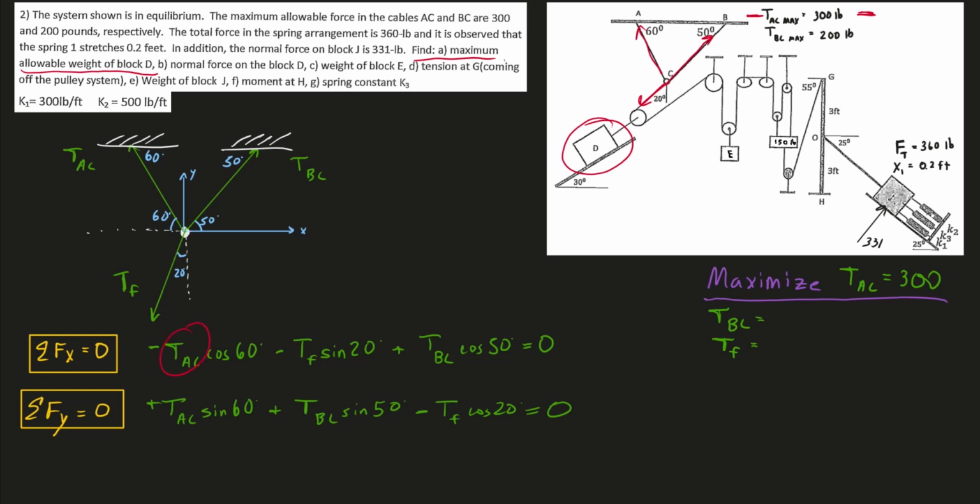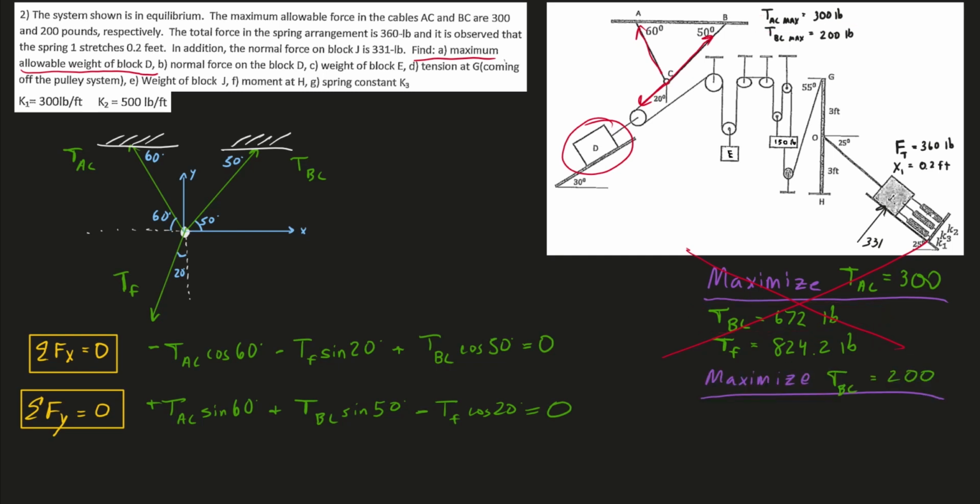So again, we'll plug in 300 right in for TAC. Let's assume that this is the lucky rope that gets to be operating at maximum. And we'll do that math, and we'll solve for TF and TBC. So if we do that math, I'll get 672 for TBC and 824.2 pounds for TF. So clearly this is not possible because TBC can only hold up to 200 pounds. So I know that this is not what is actually going on.